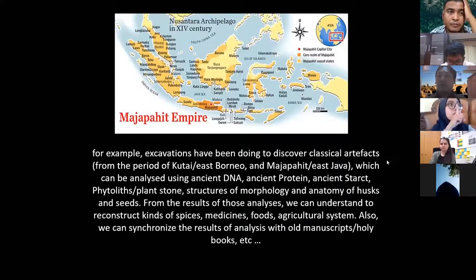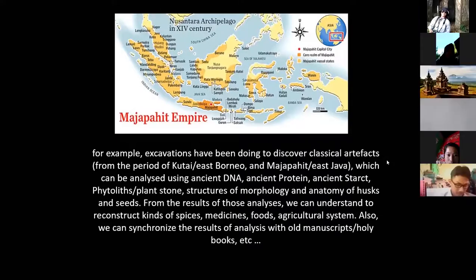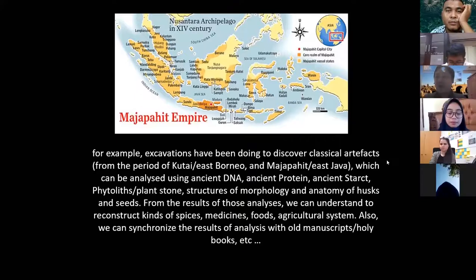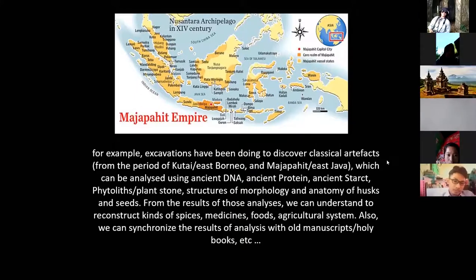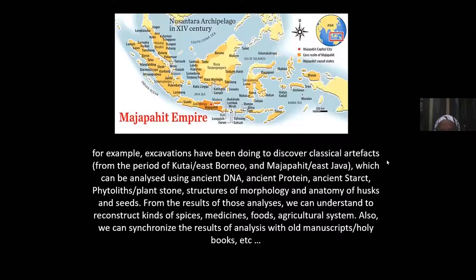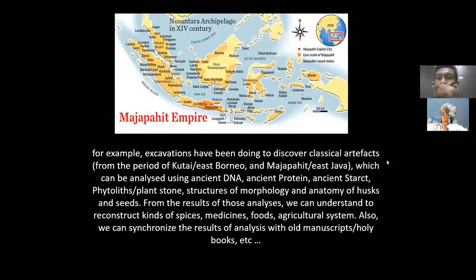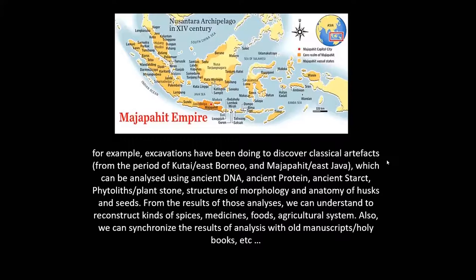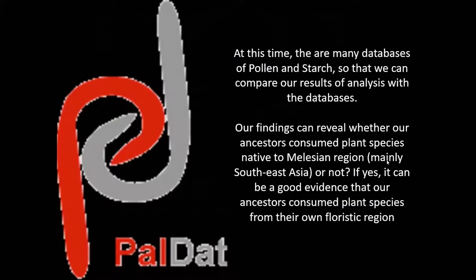But we need to do analysis of ancient DNA, ancient protein, ancient starch, phytoliths. And what is the material? The material is plant remains that we can analyze using this approach. Right? And then if we collect the sample from pollen, we can do a comparison with the database, because there are many databases available in the global context.